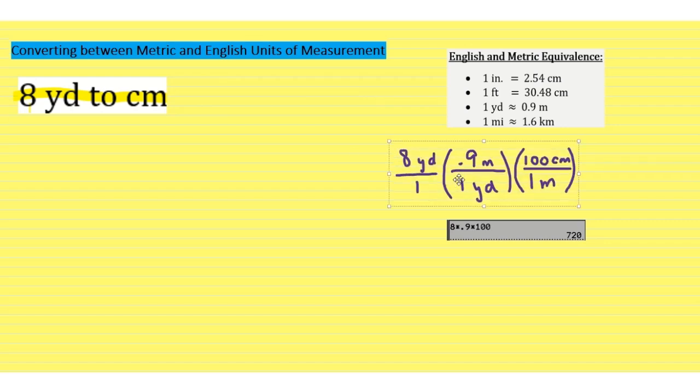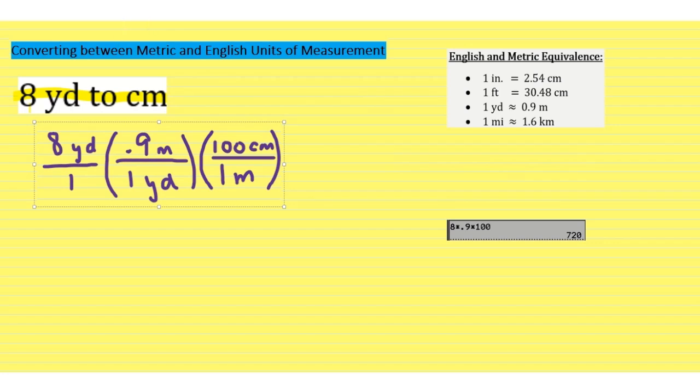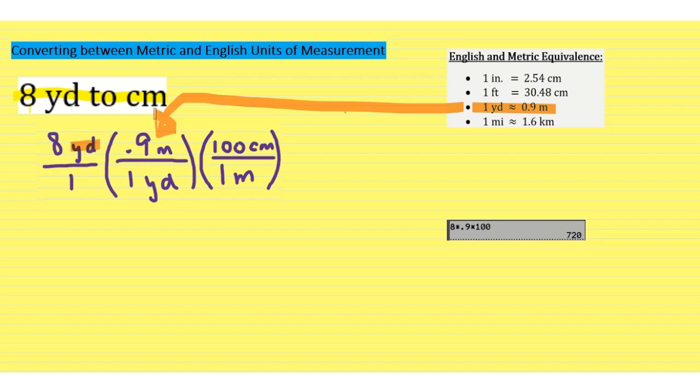So again, we are going to have to set up a couple of conversion factors. We want to eliminate yards up front. So we need to go find a conversion factor that gives us yards. So 1 yard is approximately 0.9 meters. So that's what we're going to go with for the first conversion factor. Now we can cancel out the yards in the numerator, yards in the denominator. Now we need to cancel out meters so we can get to the goal, which is centimeters.